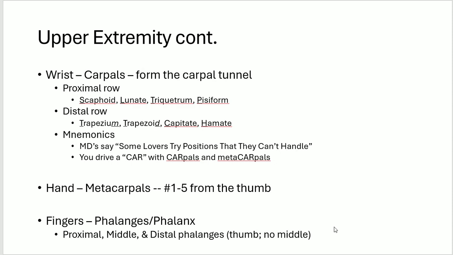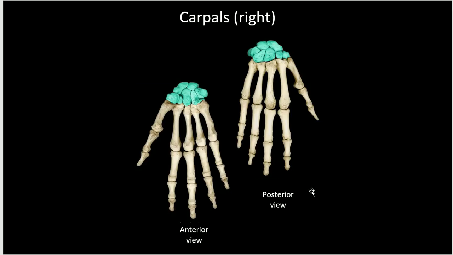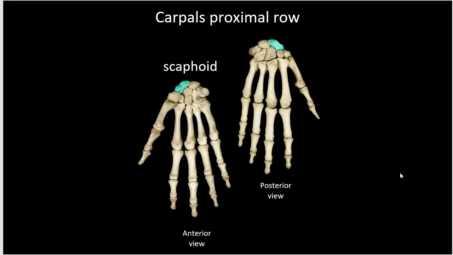The thumb actually only has a proximal and distal phalange. The other fingers, from the pointer to the pinky finger, all have 3 phalanges in each finger. So proximal, middle, and distal. But the thumb has no middle. So we're going to look at those. All right, so carpals of the right hand, anterior, posterior view.